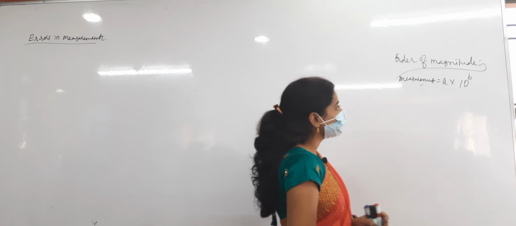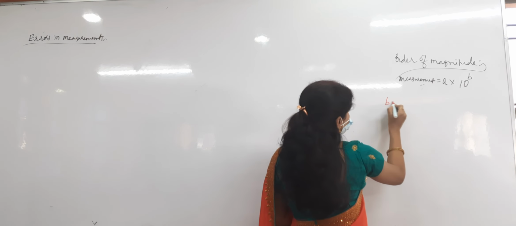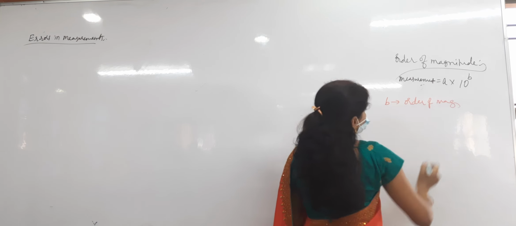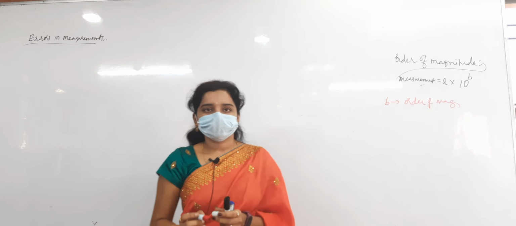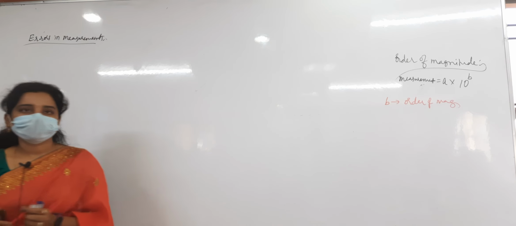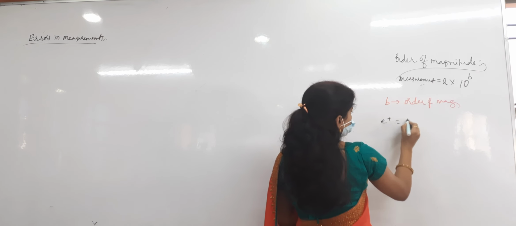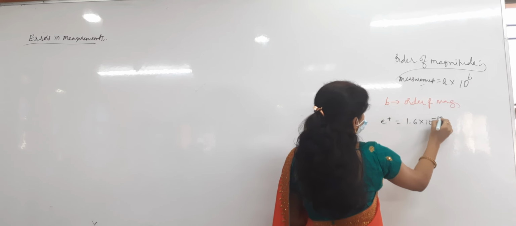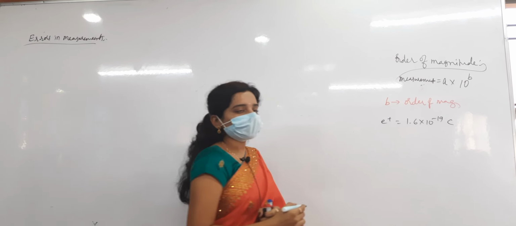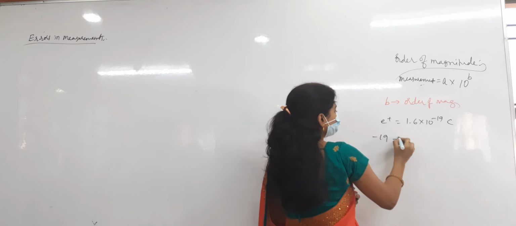Measurement equals A into 10 power B, where B is known as the order of magnitude. If I take the electron charge, 1.6 into 10 power minus 19 coulombs, which is the order of magnitude of the charge? Minus 19 is the order of magnitude of the charge.